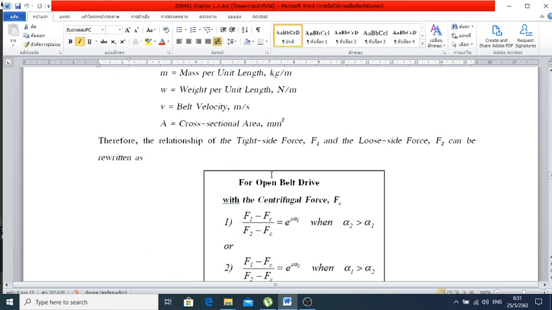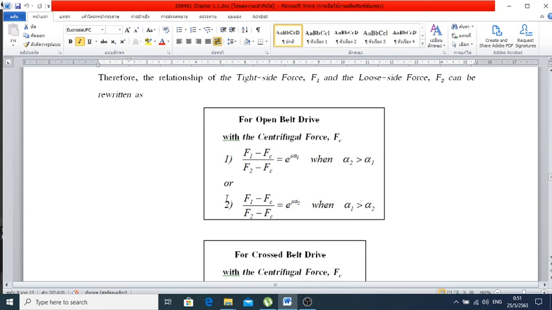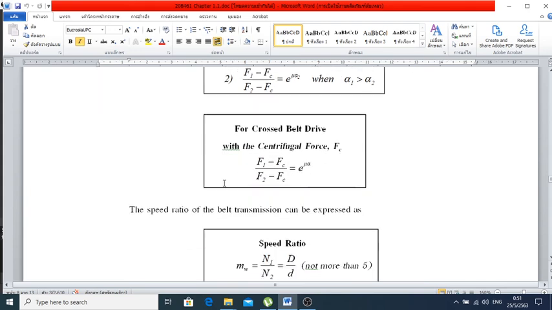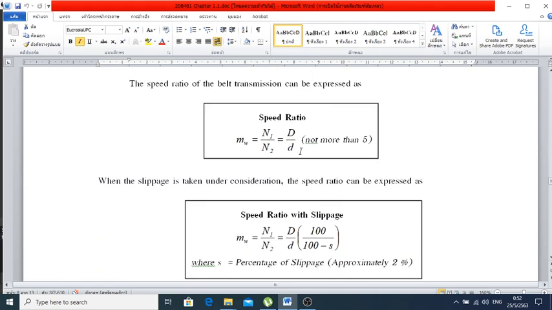So if we think about the centrifugal force, we make a deduction from F1 and F2, respectively. That's why the above equation can be modified. If we consider Fc, the centrifugal force, it turns out to look like that. And for the force drive, if we consider Fc, it turns out to look like that. The speed ratio, we talked about it already, should be not more than 5. If you apply more than 5, it's going to easily cause slippage, most likely at the driving pulley, typically.